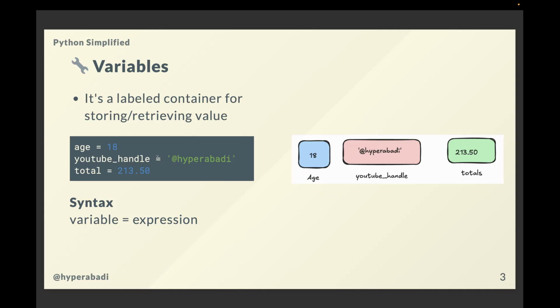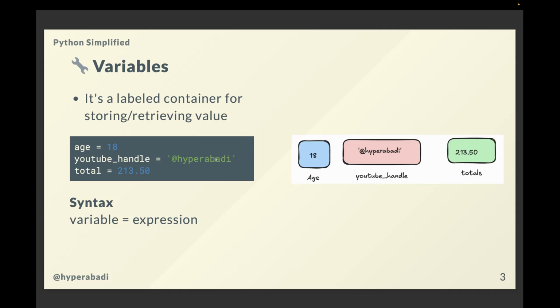Let's say on the left side you say age equal to 18. In computer memory, a container is allocated and an integer object is created where the value, 18, is stored, and it is labeled so that your code can reach that container. You store it using the assignment operator, and if needed you can retrieve it by writing it to the right side of the equal to operator.